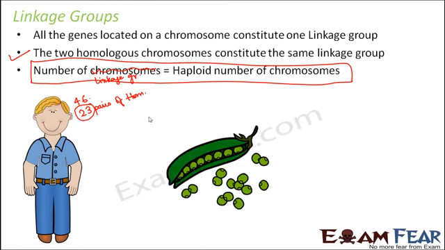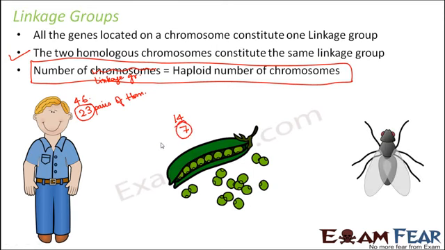Similarly, if you take the example of the pea plant, how many chromosomes did they have? They had a total of 14 chromosomes. So how many pairs? 7 pairs. So they have 7 linkage groups. If you consider Drosophila, which was used by Morgan in his experiments, they had 4 pairs of chromosomes. Therefore, 4 linkage groups are present here.